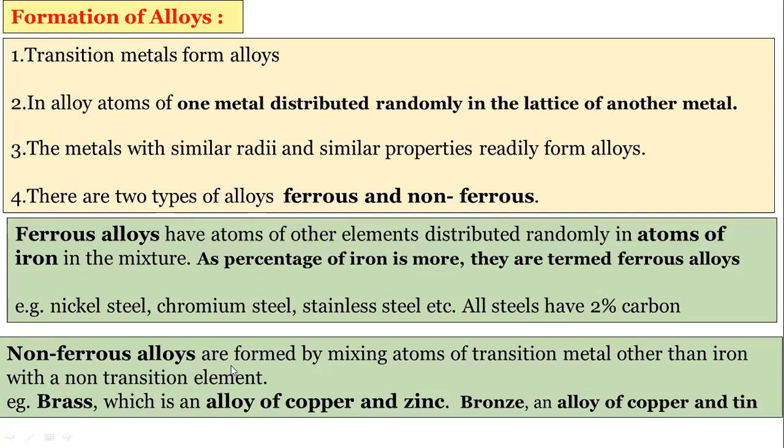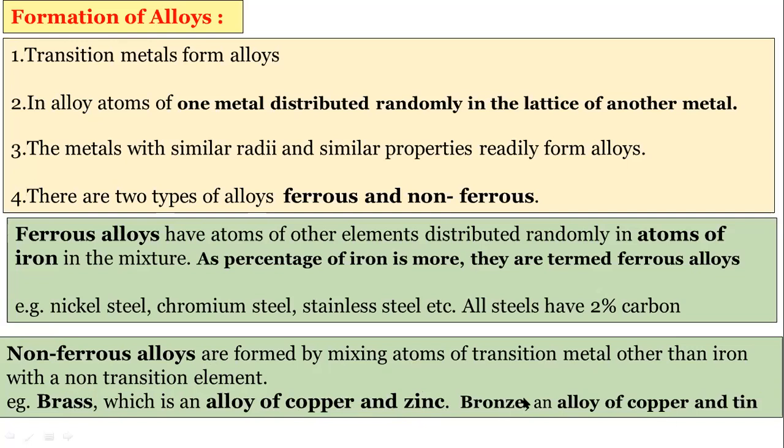So we can see here one example is given: brass. Brass is an alloy of copper and zinc. Here copper is a transition element, but zinc is not included in transition elements, remember. So brass is an alloy of copper and zinc, remember. This question is asked many times.